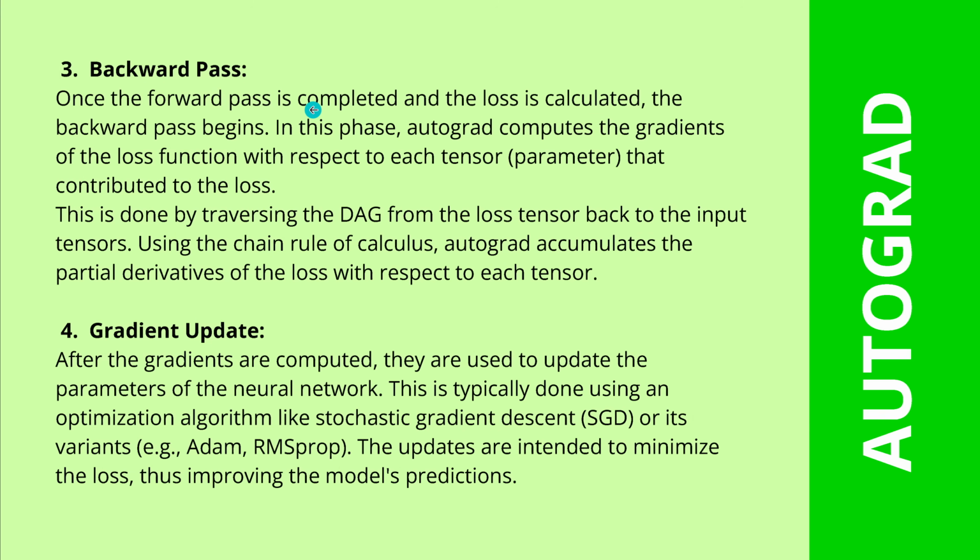Now, in the backward pass, once the forward pass is completed and the loss is calculated, the backward pass begins, and AutoGrad computes the gradients of the loss function with respect to each tensor, each parameter that contributes to the loss. This is done by traversing the DAG from the loss tensor back to the input tensor, and using a simple chain rule of calculus, the AutoGrad accumulates the partial derivatives of the loss function with respect to each tensor. And then we simply do a gradient update. Now, you know that this is, if you want, the computational mathematical view of this. And now we take exactly this logic, this pseudocode, if you want, and we build on this.